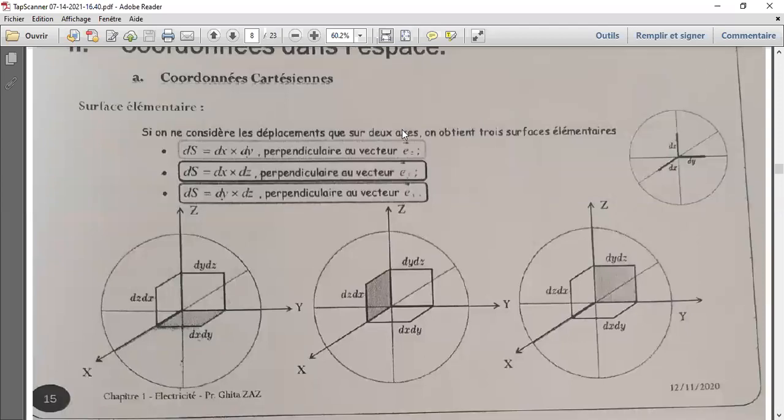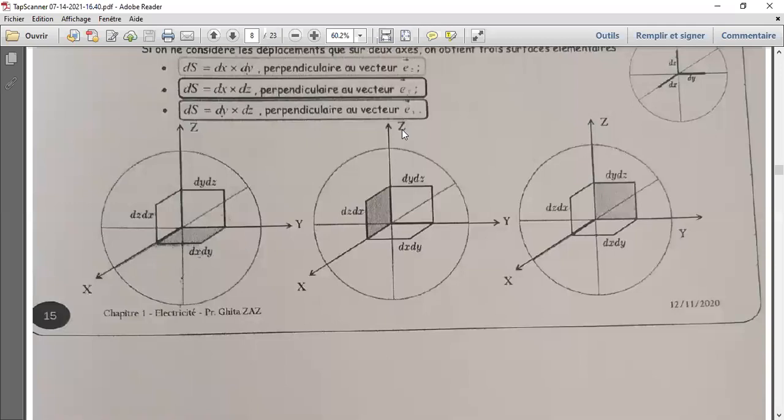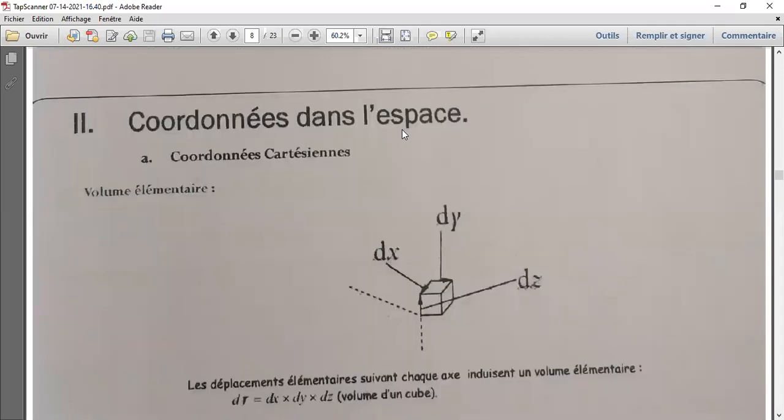Is there any question? So basically, that's how you calculate the surface area. These things, you just have to know them by heart, and you won't have any difficulties.